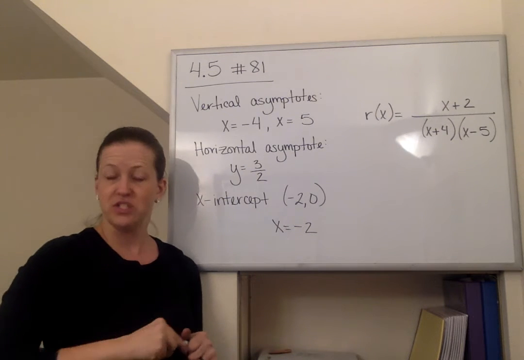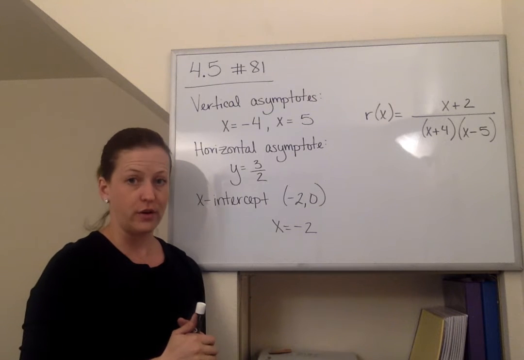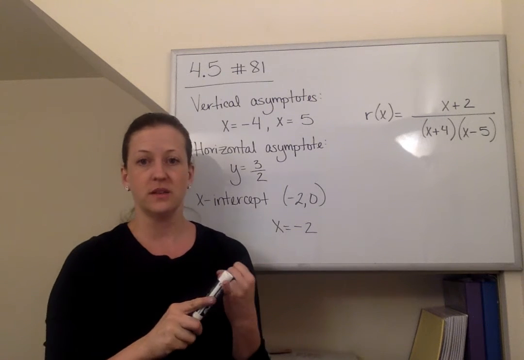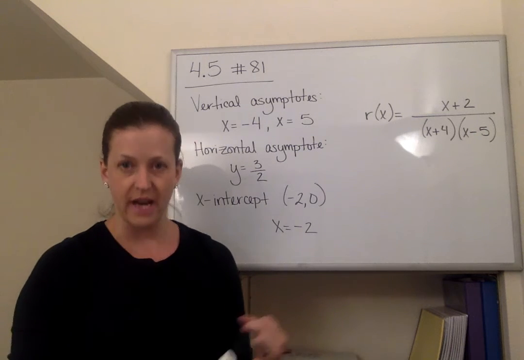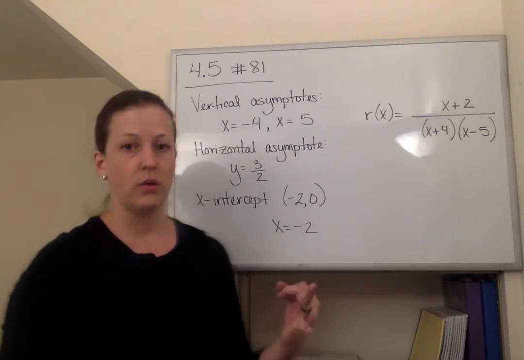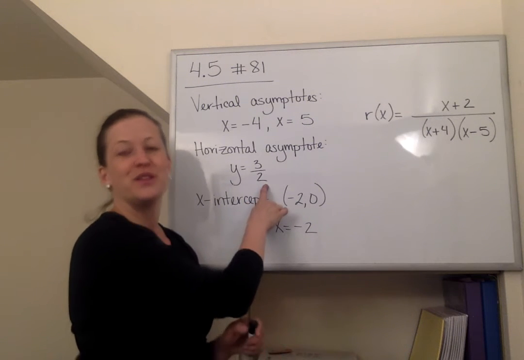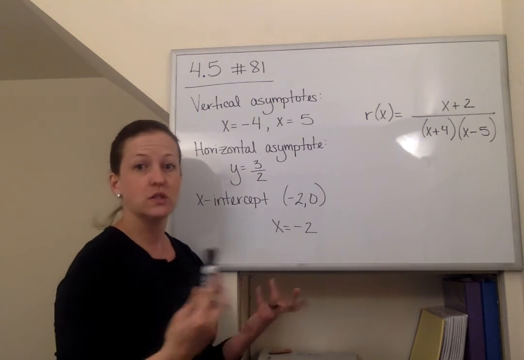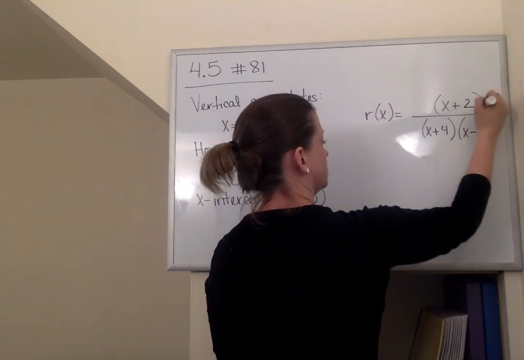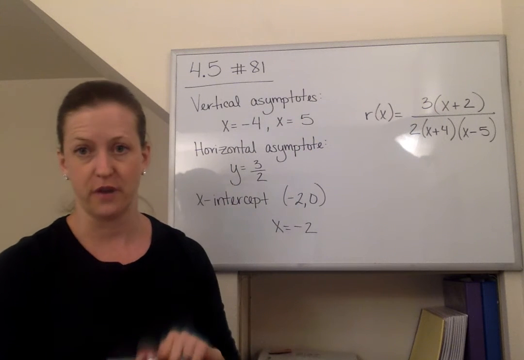Now, the horizontal asymptote. If you look at page 269, you've only got a couple of options. Either the horizontal asymptote is 0, or you divide the leading coefficients. Well, this is not 0, so the 3/2 is going to have to be the leading coefficients. So let's say I just put a 3 and a 2 in the front.